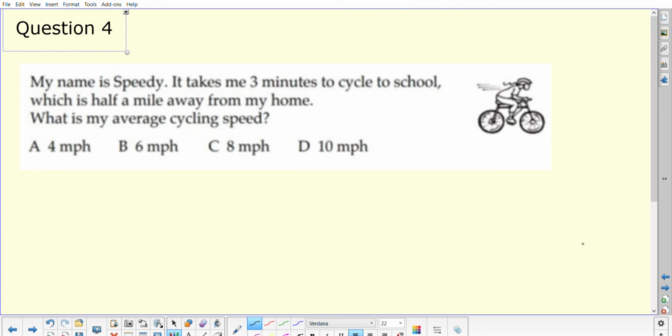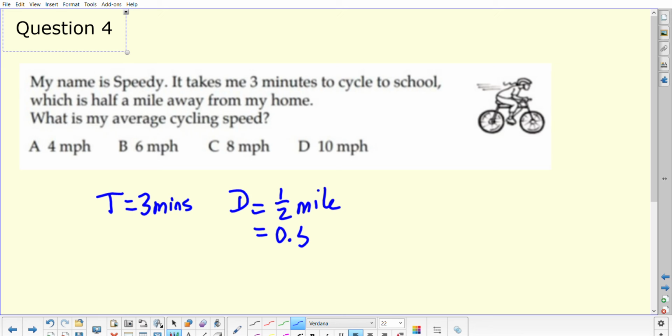For question 4, my name is Speedy. It takes me 3 minutes to cycle to school, so your time is 3 minutes, which is half a mile away from my home. So the distance is half a mile. Now a half as a decimal is 0.5. So you're looking to put the distance value in as 0.5 of a mile.